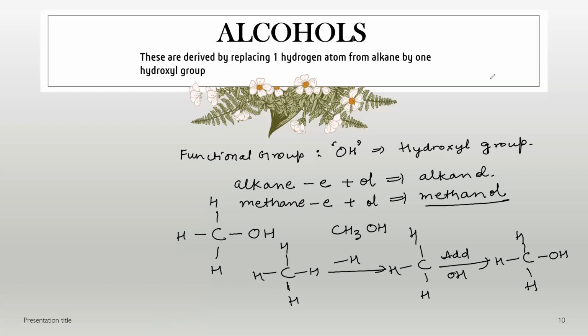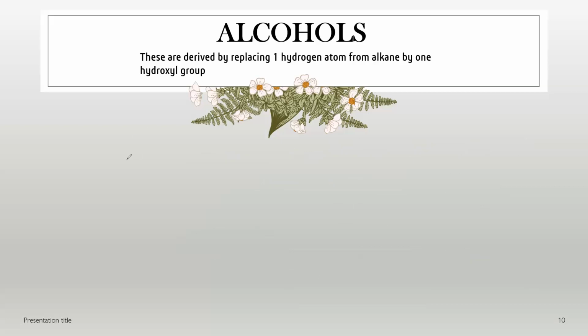Now let us draw the second member. So first is methanol. Next, how many carbons do we have? We have 2 carbons, which is ethane. So subtract the E and add OL. So it would be ethanol. So it means how many carbons? 2 carbons. So what is the structure of ethane? This is the structure of ethane.